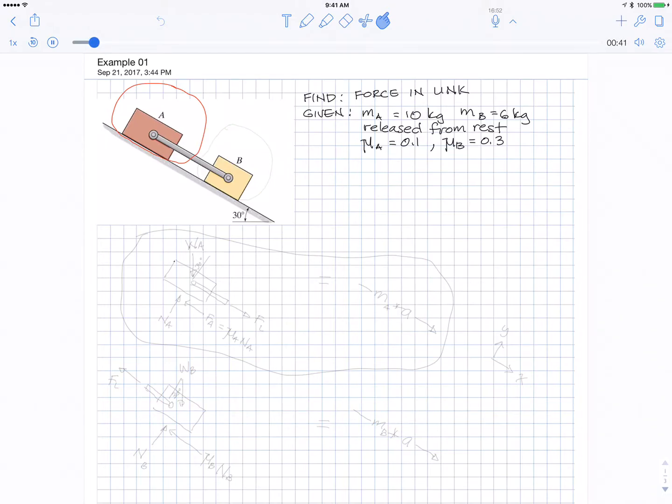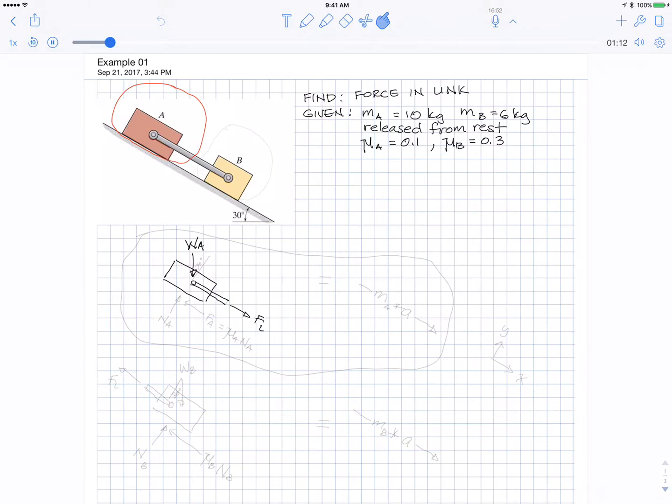Okay, so here's in the loop. There's that block and this link. And then you draw the forces of everything in the loop only. So I've got the weight of A. Then you draw everything you've cut through. So the circle cuts through that link, and so I'm just going to draw there the force of the link.